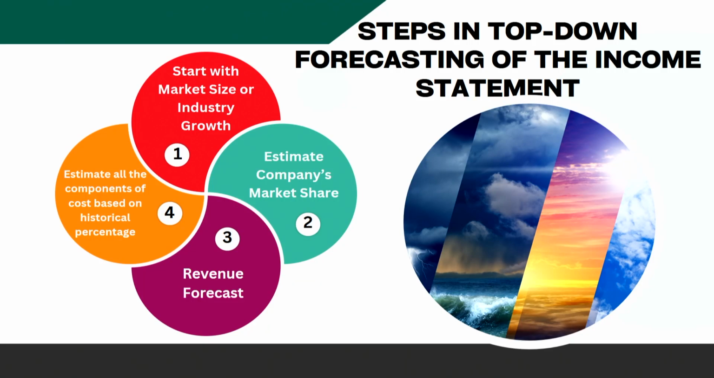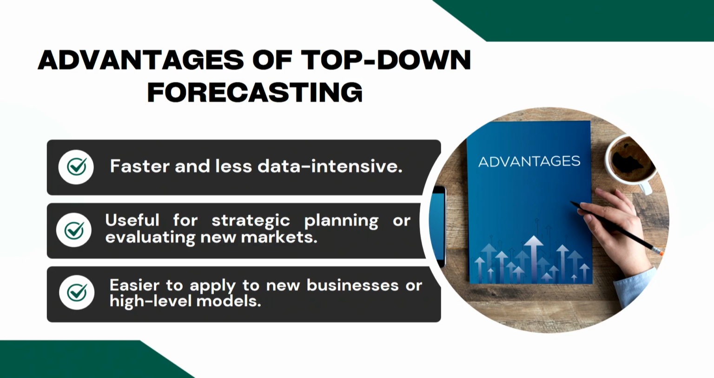And the last step is to estimate all the components of cost based on historical percentages. After ascertaining the sales level to which the particular company is going to be exposed, we go down the line and accumulate all the components of cost in lieu of different activities that are expected to be performed to comply with that magnitude of sales that we have already estimated. We combine all the activities and the costs related to them, and we ascertain the projected income statement.